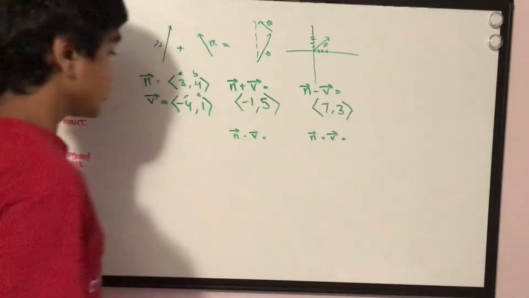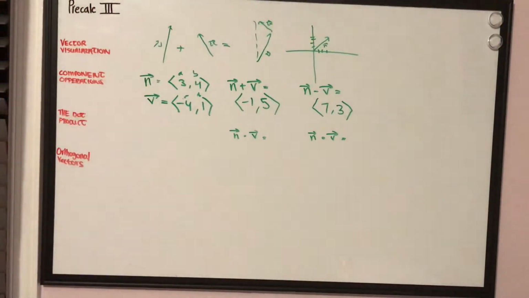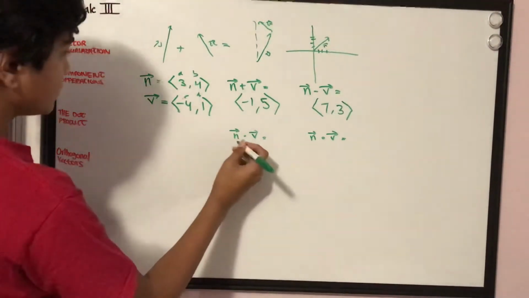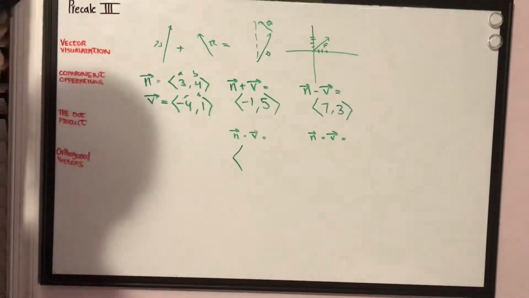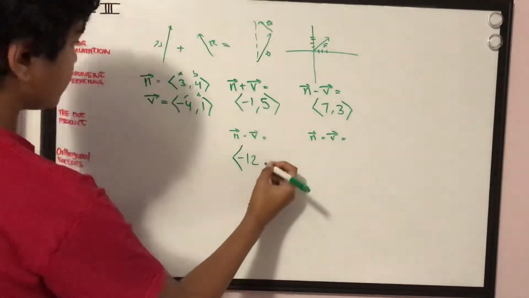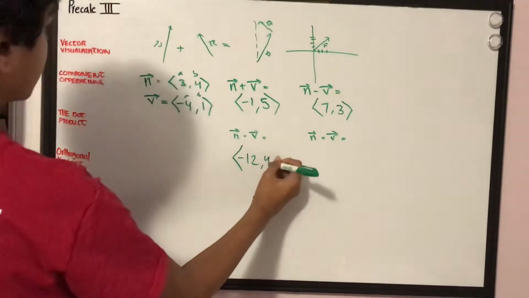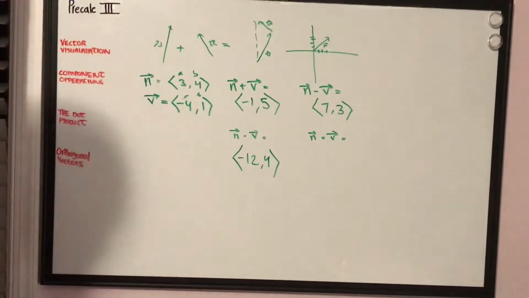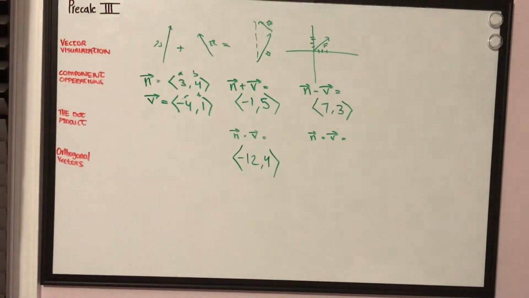Now vector multiplication, n times v, will basically be -12 and 4. Now let's talk about the dot product really fast.